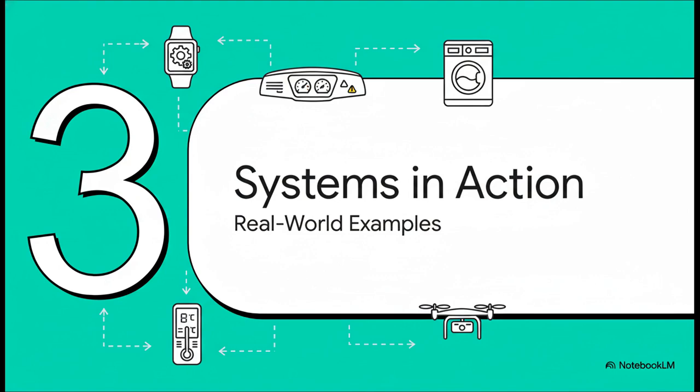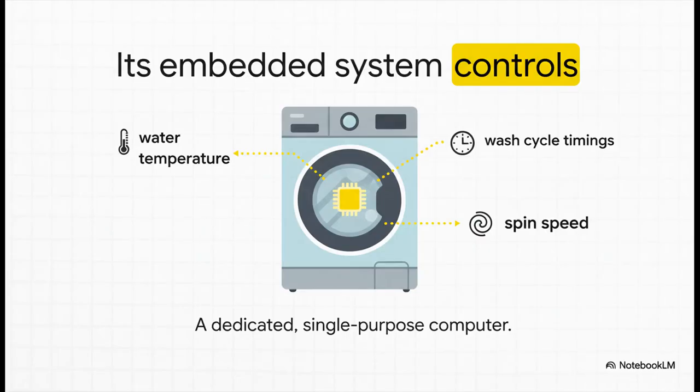It's one thing to know the theory, but the specification requires you to be familiar with a whole range of real-world examples. Think about a modern washing machine. Its brain is an embedded system that's dedicated only to washing clothes. It takes your input, the cycle you choose, and then it perfectly controls the temperature, how fast it spins, and for how long. It's not trying to check your email, it's just doing the laundry.